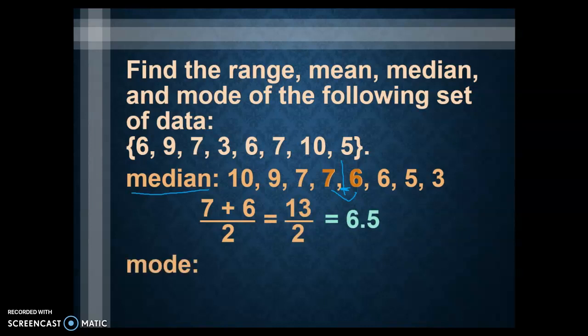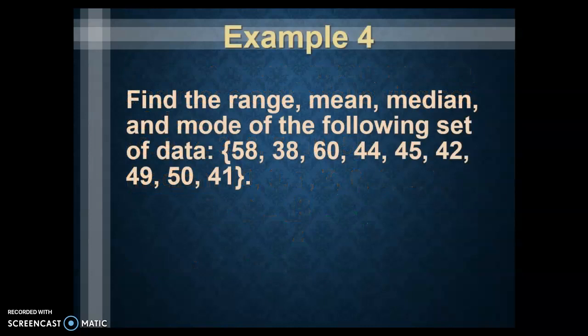And last but not least, we want to find our mode, the one that appears the most. I can see that I've got 2 7s, I've got 2 6s, so both 6 and 7 are my modes. So this is a bimodal set of data. All right, let's try another one.